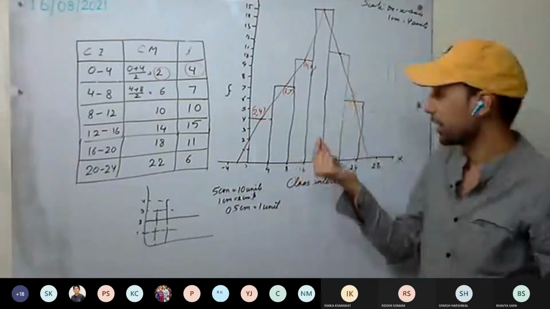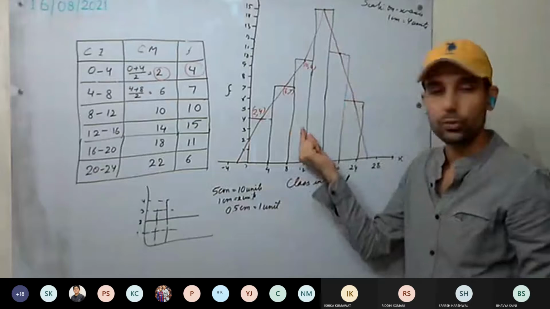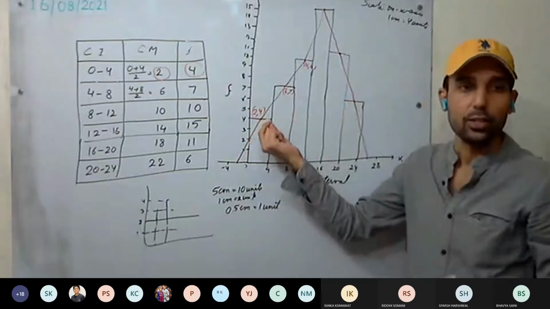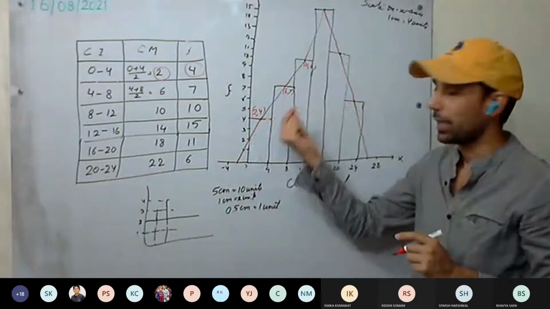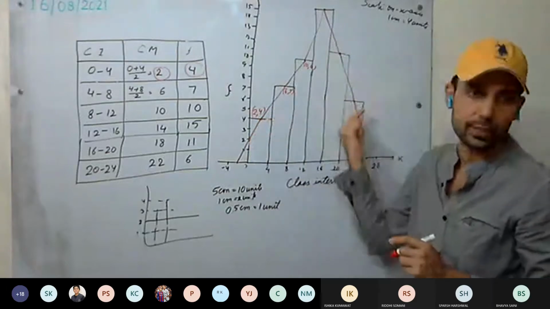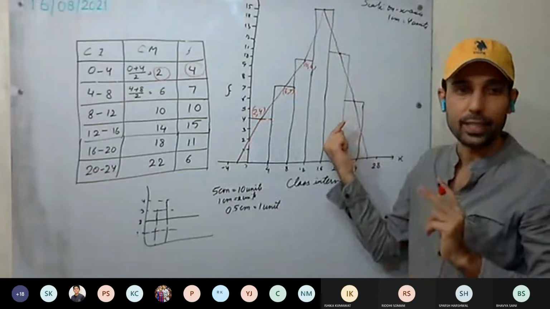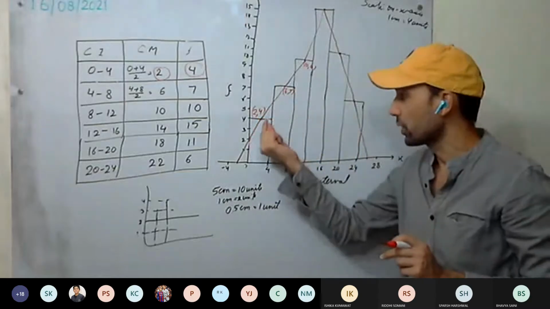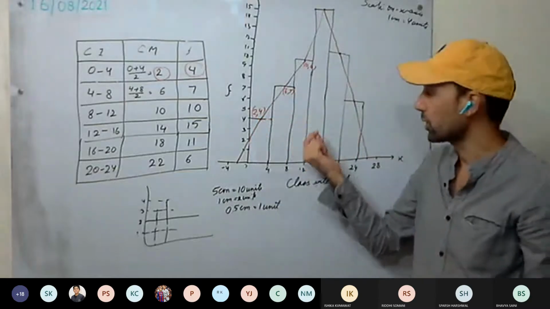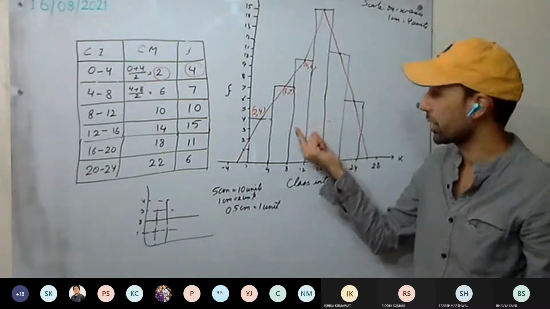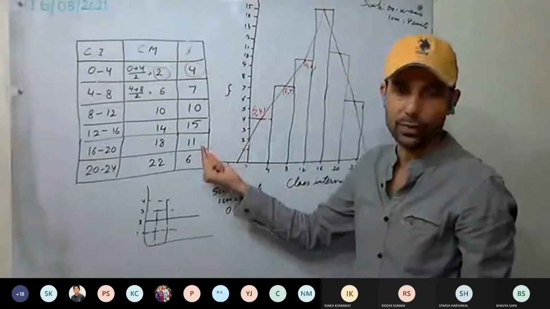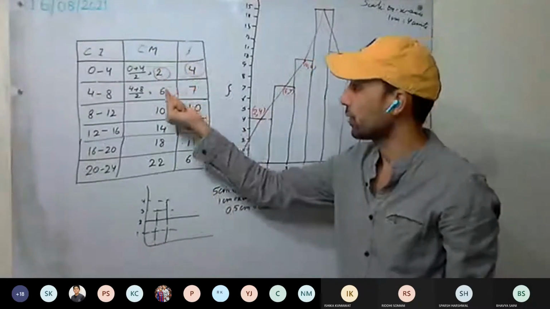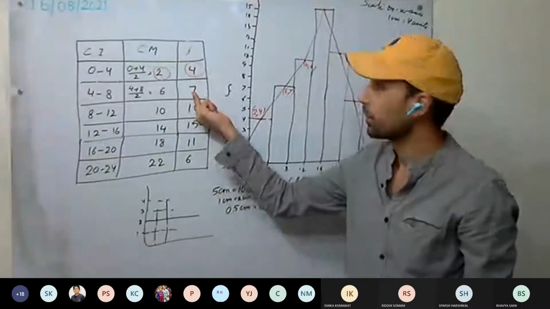So what I am saying is that we do not require the histogram for drawing the frequency polygon. So there are two ways. First way, you draw the histogram first and then you draw the frequency polygon. Second way, you can draw the frequency polygon directly without drawing the histogram. How can we draw that? We already have calculated the class mark. We already have the frequency. So these are the coordinates of the points of the frequency polygon.